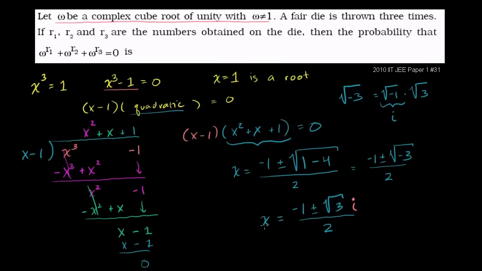So what we just did is we now know all three roots of 1, especially if we're thinking about the complex roots. 1 is one of the roots. The other roots are negative 1 plus the square root of 3i over 2, and negative 1 minus the square root of 3i over 2. And so they're saying that omega is one of these two roots. We either take the positive or the negative, and it looks like it doesn't matter. It says let omega be a complex cube root of unity. So it could be either one of these. So let's just pick one of them.